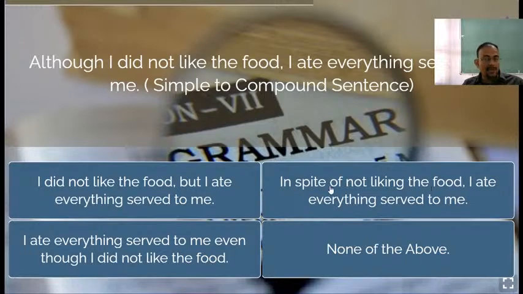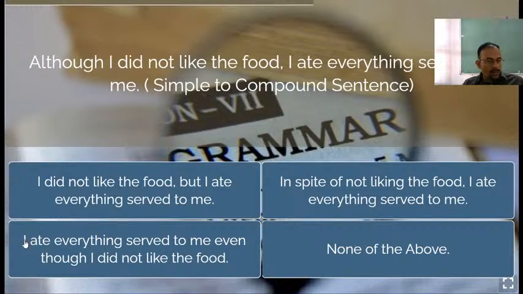So "in spite of not liking the food" depends on the second part of the sentence, therefore it cannot be a compound sentence, because in a compound sentence both the parts have to be independent in nature. It means both the parts of the sentence have to make a complete sense of their own, right? So as it is not fulfilling this condition, we can rule out option 2 as the correct answer, right?